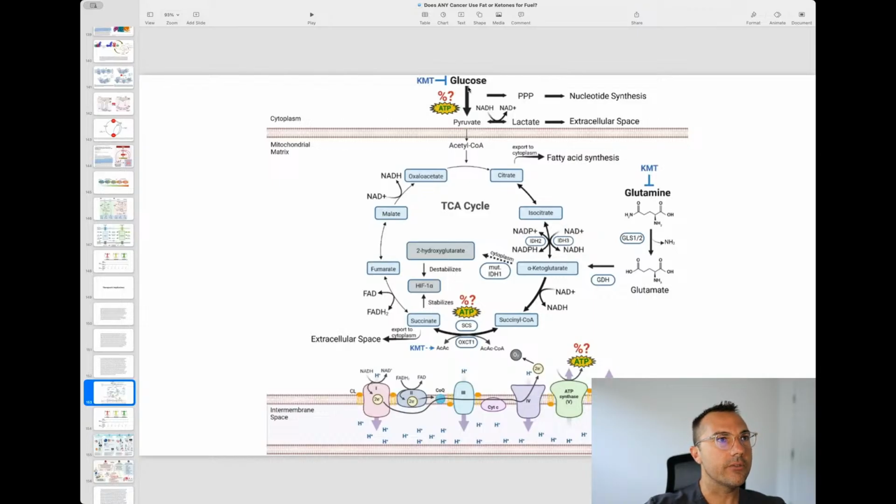So we see a big, thick line here, and we see that going to either the PPP, the pentose phosphate pathway, which is what's responsible for making all kinds of things, including nucleic acids for DNA and RNA synthesis, right? Also, the recycling of our thiol antioxidant systems like glutathione, et cetera. And then we have pyruvate going to lactate, and lactate then being transported outside the cell, extracellular space, to then set up the acidic tumor microenvironment, right?